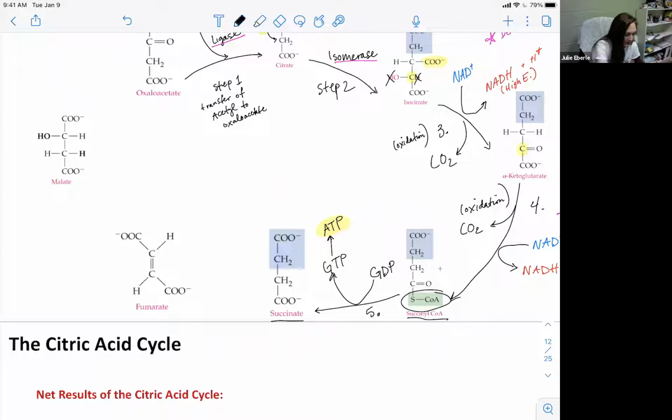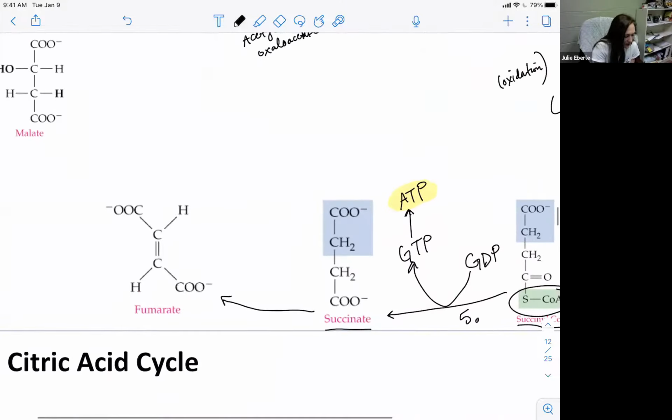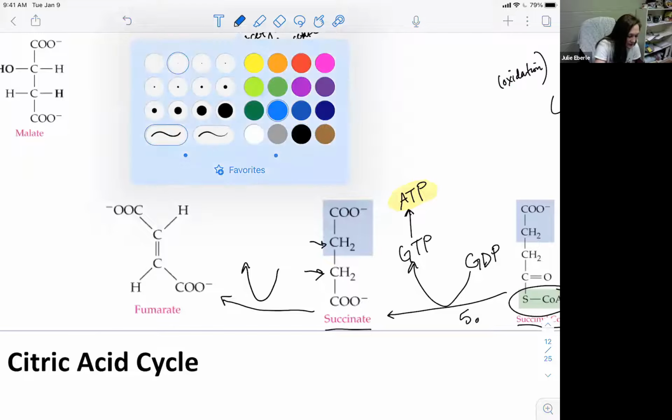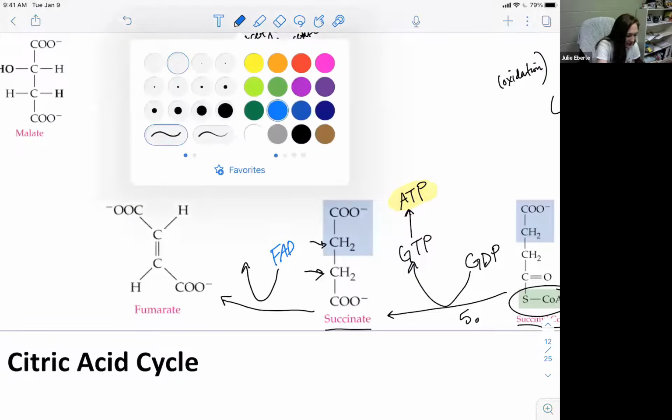Okay. The next step, step 6. So we're on the home stretch now. Step 6, if we look at the difference here, we are going to form a double bond between that carbon and that carbon, these middle 2 carbons. If you look at succinate to fumarate, succinate is your reactant, fumarate's the product, we're going to make a double bond. So to do that, we have to pull off some hydrogens to make that double bond. So guess what? This is another step where we're going to reduce a coenzyme. It just happens that the coenzyme this time is not NAD, it's going to be FAD. And we're going to make FADH2.